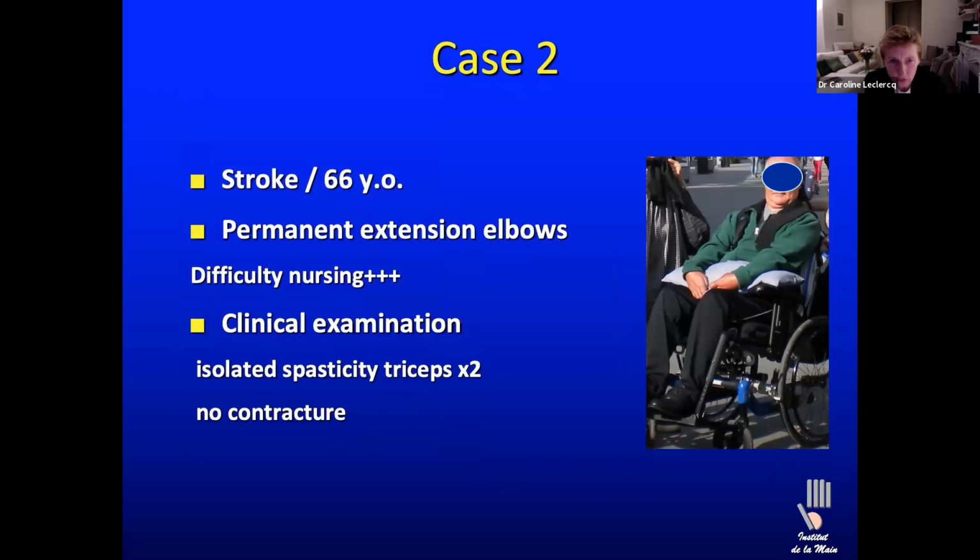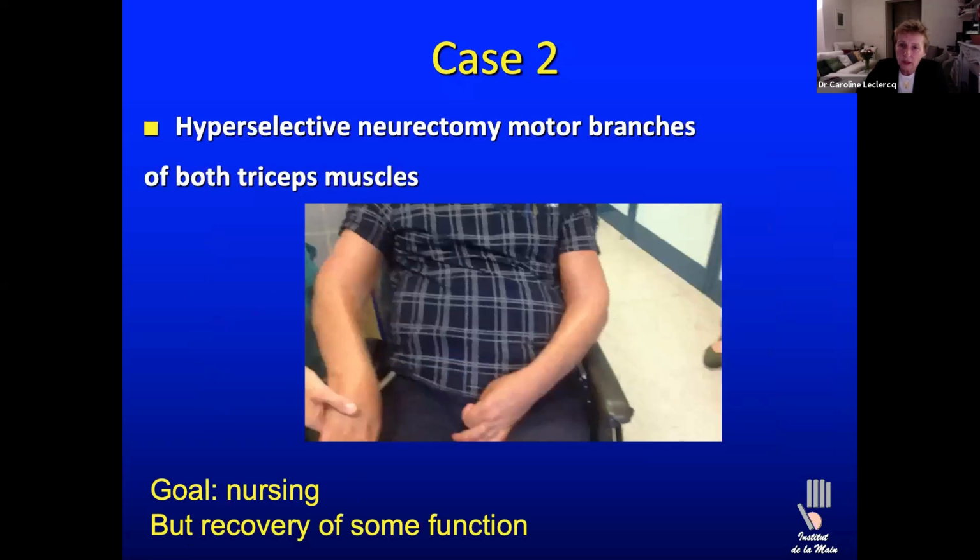On the opposite, this is another stroke patient. He is 62 years old, and he has this strange spasticity in extension of the elbow, which is unusual. And you can imagine how difficult helping the patient to get dressed and all the nursing are uneasy and difficult with the elbow permanently in this extended position. And clinical examination showed that indeed spasticity was isolated, there was no contracture. So we decided in this particular case to perform hyperselective neurectomy of the motor branches of both triceps muscles.